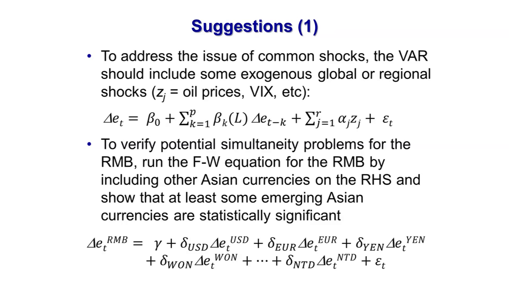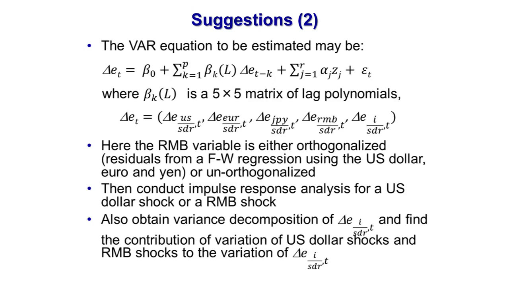And then to verify potential simultaneity problems for the renminbi, even though the regression itself may be incomplete, Dr. Chow may run the renminbi regression equation by including some Asian currencies. There is a paper that claims that the Korean won from time to time affects the renminbi. So I thought that was one of the major concerns that she has from the point of view of simultaneity problem. Now, the VAR equation she runs had two separate variables.